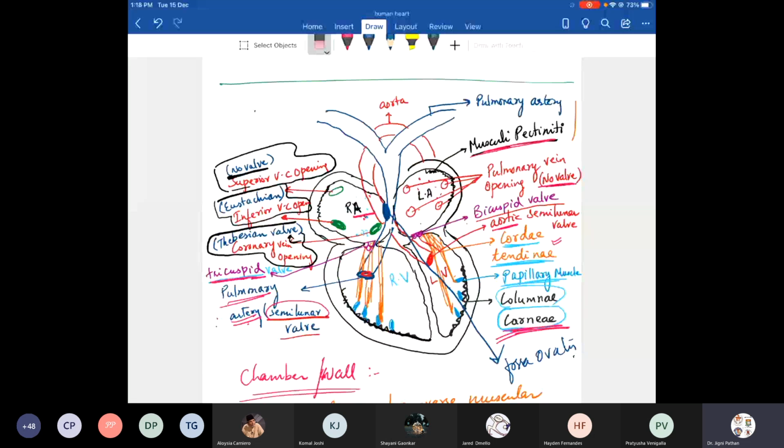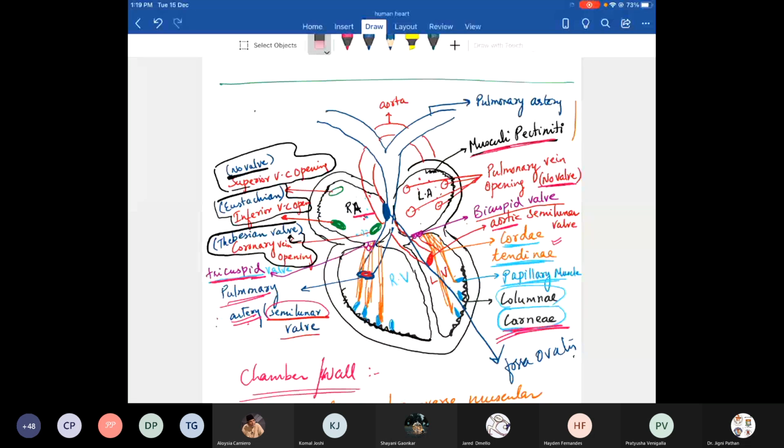The right auricle has ridges. The muscle ridges are called musculi pectini. Now look where the musculi pectini you have marked are. That is the wall of the right auricle. The wall of the right auricle has an irregular margin called musculi pectini, both in the right auricle and in the left auricle. Basically, the wall of the auricle.